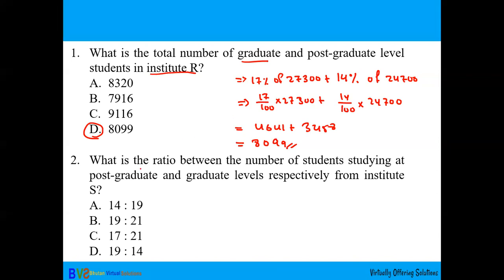Let us move on with the second question. It asks: what is the ratio between the number of students studying at the postgraduate and graduate levels respectively from Institute S? What are we told to find? The ratio of postgraduate to graduate from Institute S.